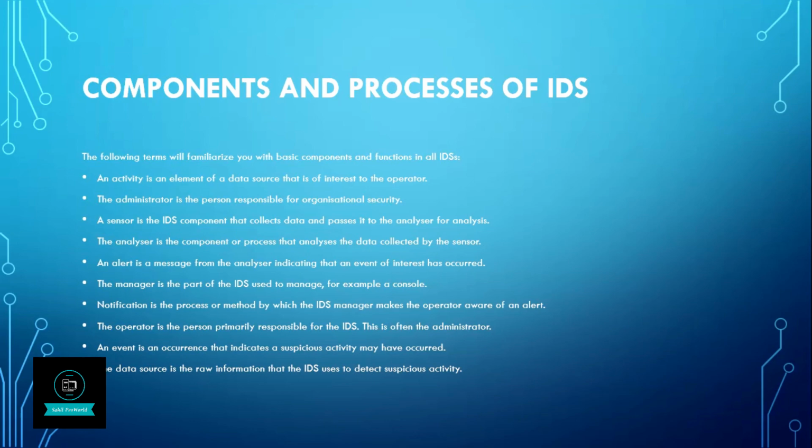The manager is the part of the IDS used to manage, for example, a console. Notification is the process or method by which the IDS manager makes the operator aware of an alert. The operator is the person primarily responsible for the IDS. This is often the administrator. An event is an occurrence that indicates a suspicious activity may have occurred. The data source is the raw information that the IDS uses to detect suspicious activity.